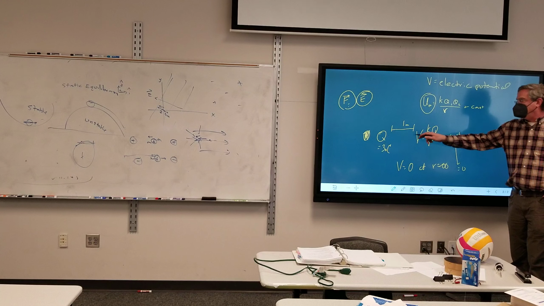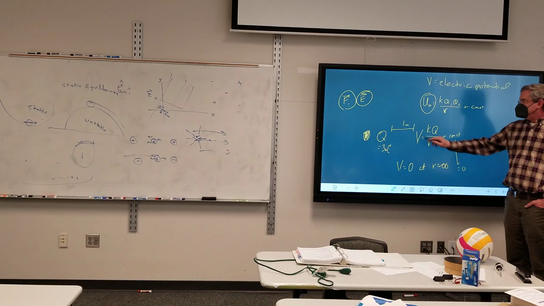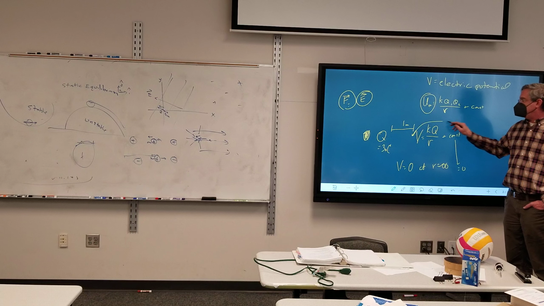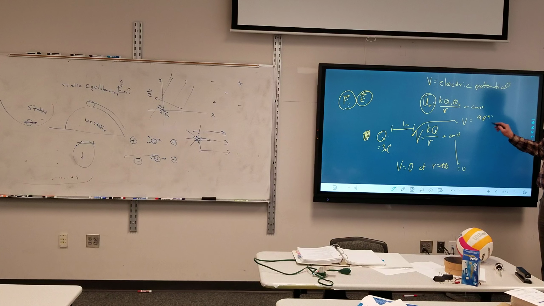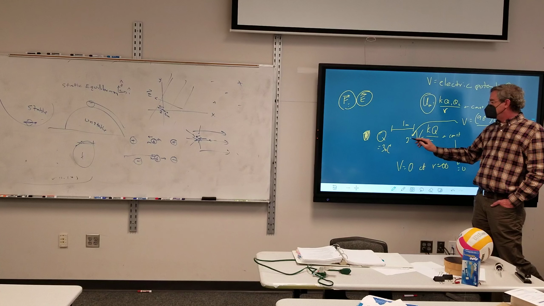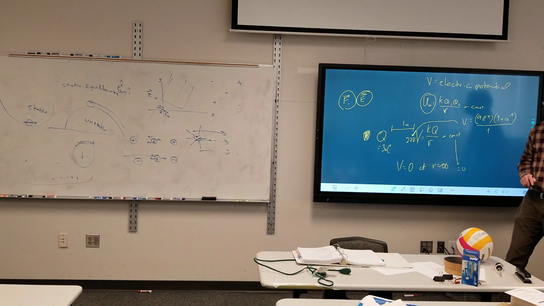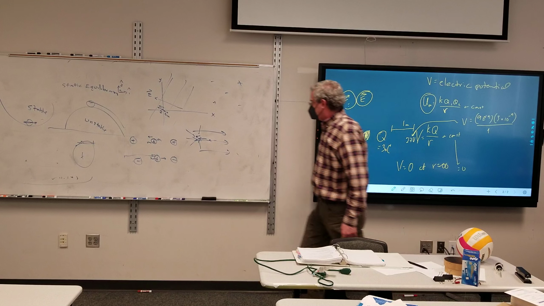So if I'm 1 meter away, given my constant is 9 times 10 to the 9th, then my electric potential at this spot, well, plug and chug, that's 9 times 10 to the 9th, times 3 times 10 to the negative 9th. Wow, what a coincidence. Divided by 1, and I get 27. So my potential there is 27 volts.